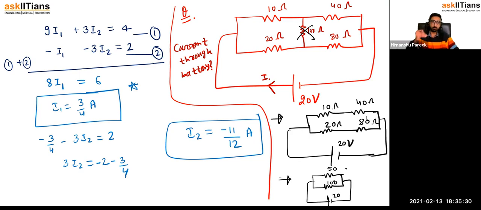1 by 50 plus 1 by 100. I do not have space here, so you can do that calculation. 1 by 50 plus 1 by 100, that I can write as 3 by 100 after taking the LCM. All right. So this will become 100 over 3. Means total equivalent resistance is 100 by 3 ohm. It's just a parallel combination now. So what is the value of current? It would be V by R. So 20 by 100 by 3, which will give us the current value as 3 by 5 ampere.